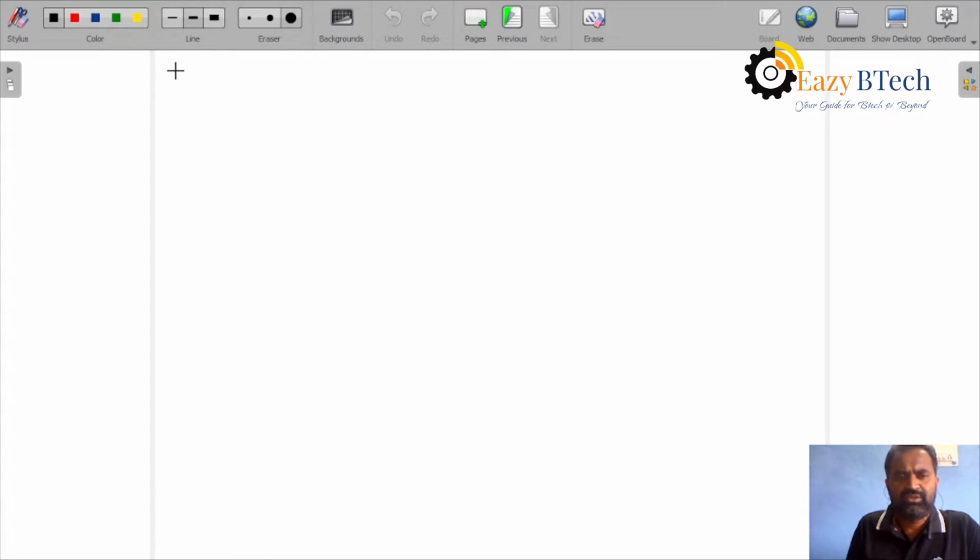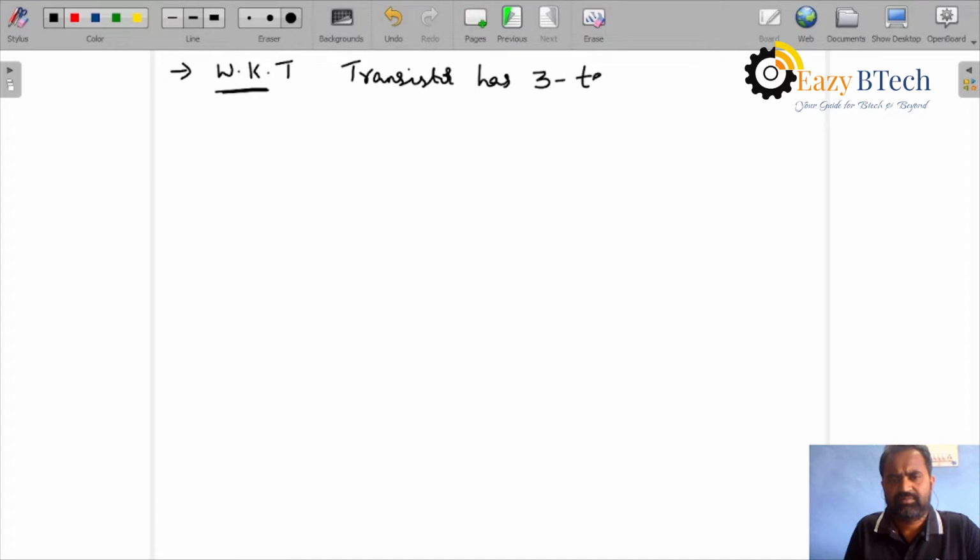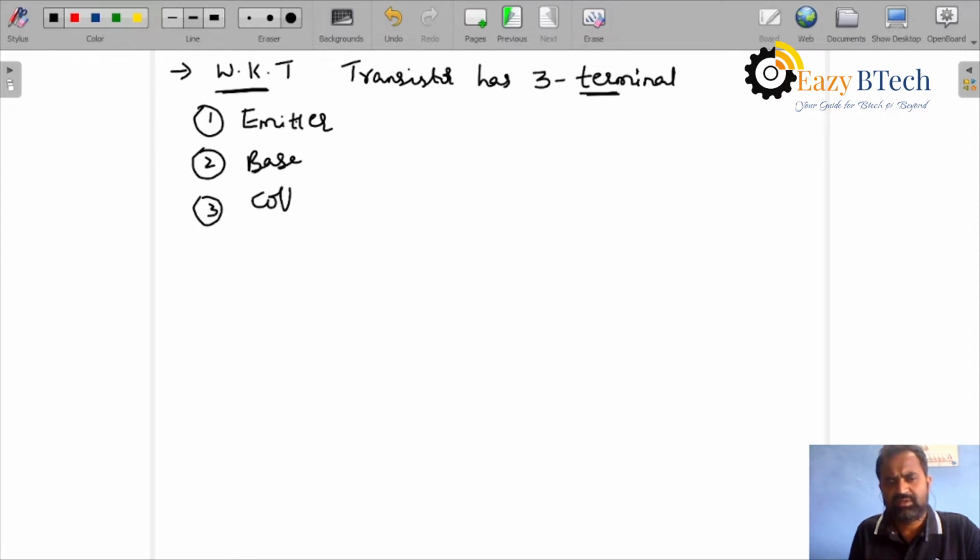Okay, we already know that a transistor has three terminals. Number one is the emitter. Second one is the base. Third one is the collector.